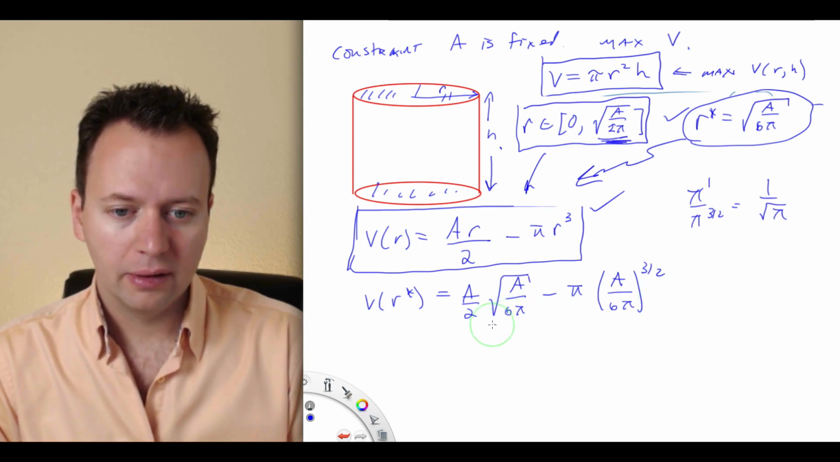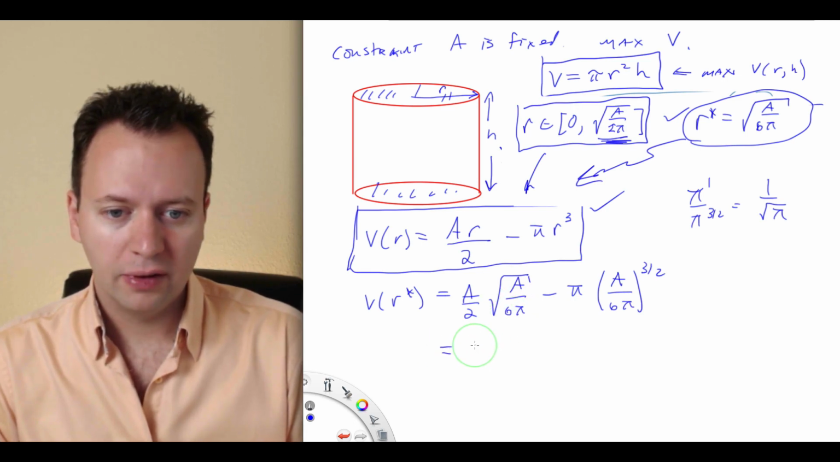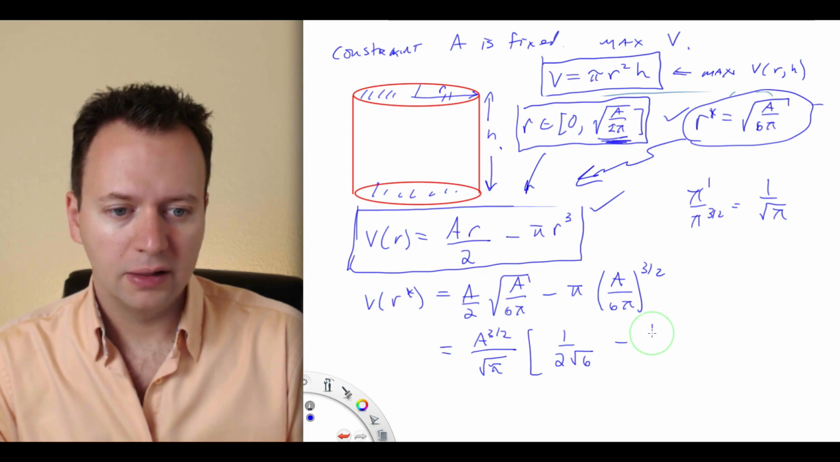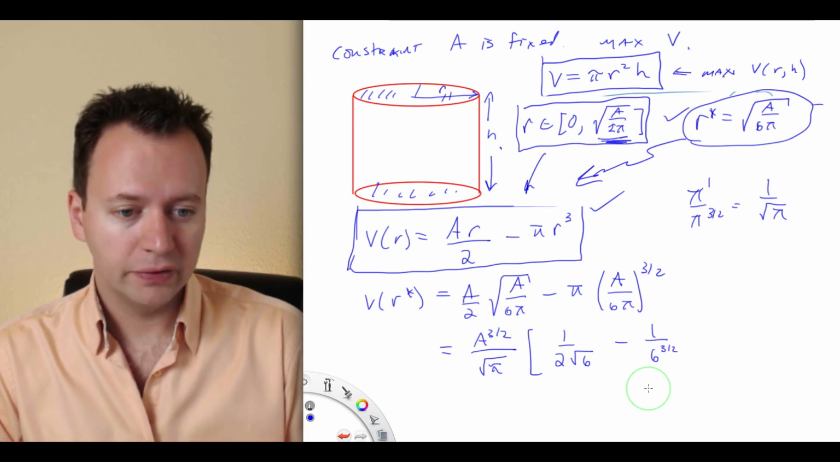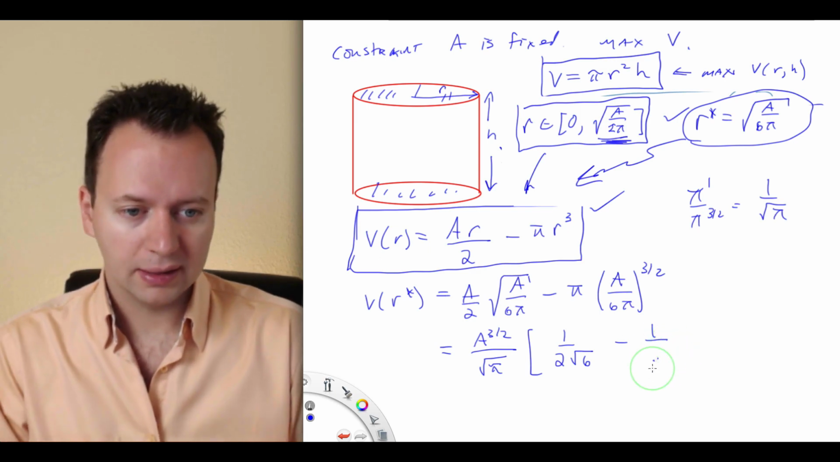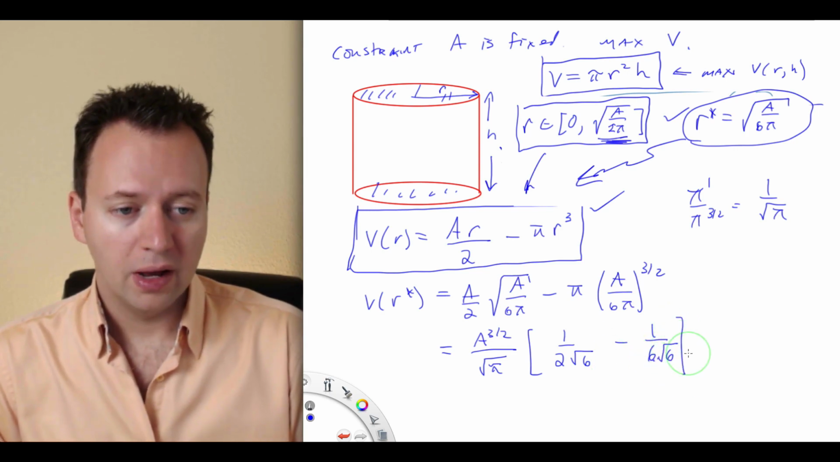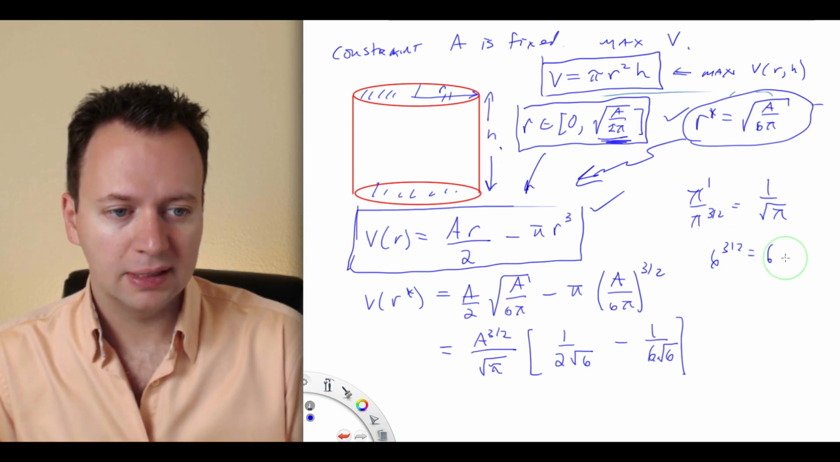So there's some common stuff going on. We have a to the 3 halves over square root of pi in both terms. And then we're still left with 1 over 2 square root of 6 minus 1 over 6 to the 3 halves. Now 6 to the 3 halves is the same as 6 square root of 6, right, because 6 to the 3 halves is equal to 6 times 6 to the 1/2. So it's 6 square root of 6.